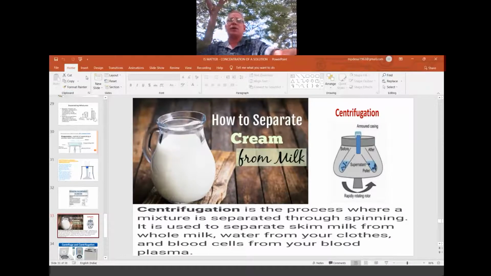Otherwise, if it floats, we skim it off using spoons, big spoons in the industry, and in that way we separate the cream. Once we separate the cream, whatever milk is there is fat-free milk, good for health for some people, those who don't like fat. So that is centrifugation.